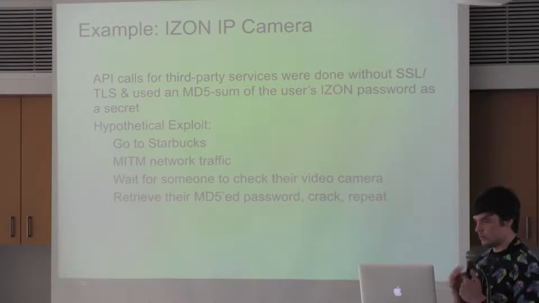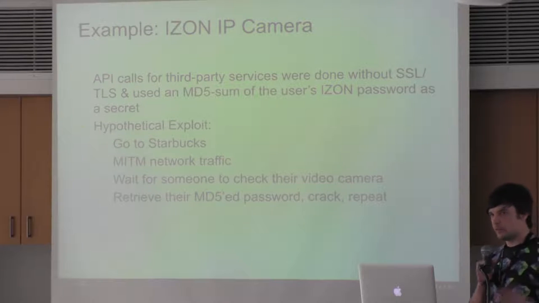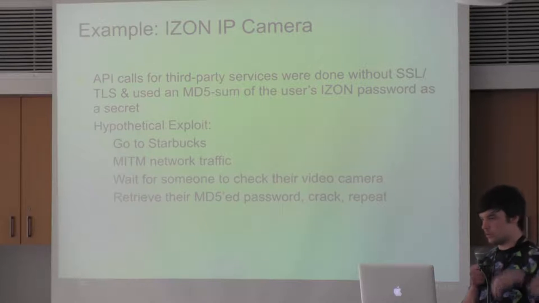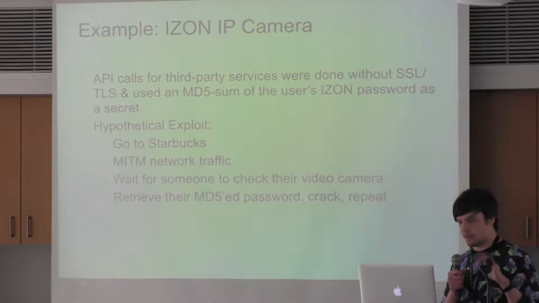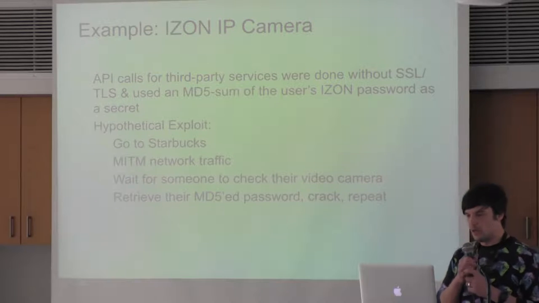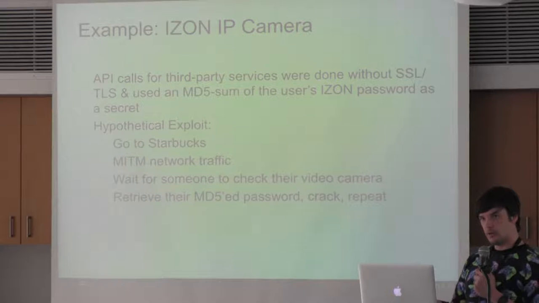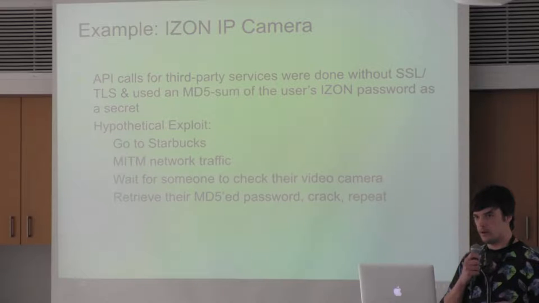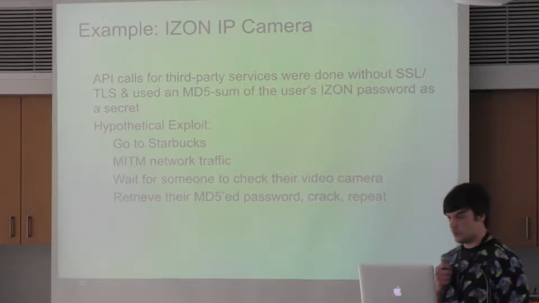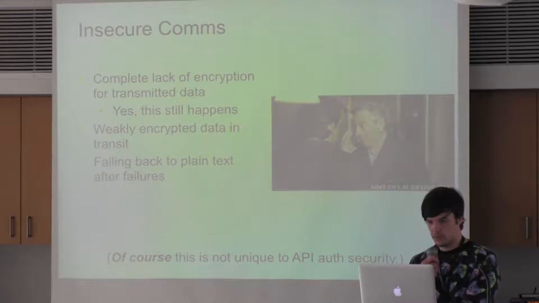This is a slightly convoluted example, but is anyone familiar with Ezon IP cameras? Like Dropcam or Piper, one of those IP-enabled IoT cameras. Calls between the device, the app, etc., to any third-party API in use were all done without SSL or TLS, and to add insult to injury, your Ezon account password was then NTLM-hashed and transmitted in plain text. So, go to Starbucks, wait till someone is checking their video camera, extract their password, and crack it if you can, because NTLM is pretty strong. And then you get De Niro watching you, which is pretty cool.